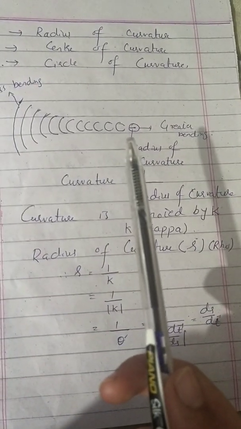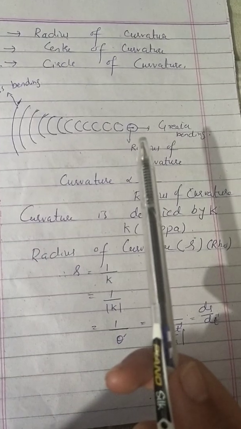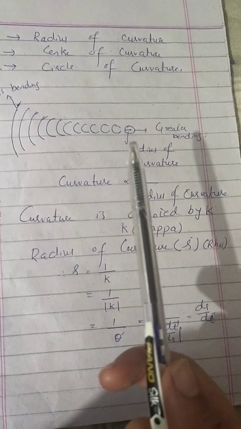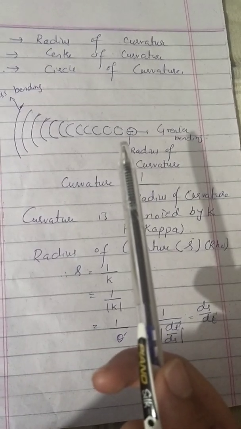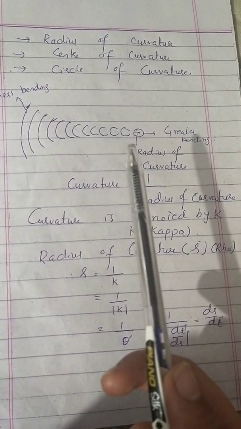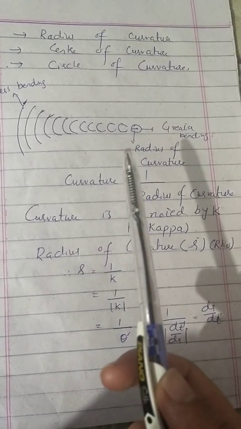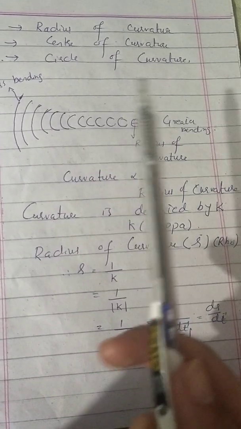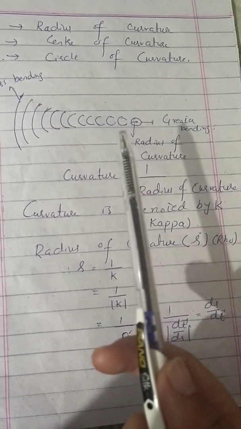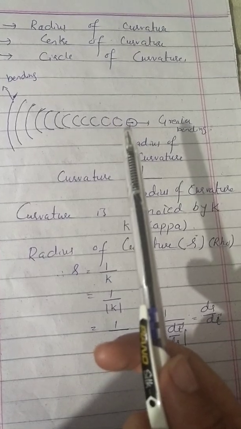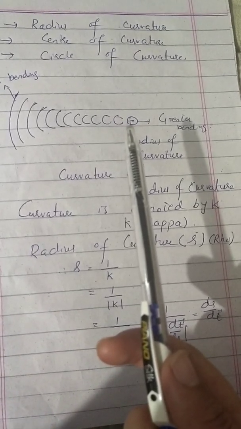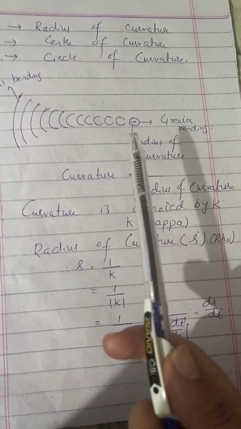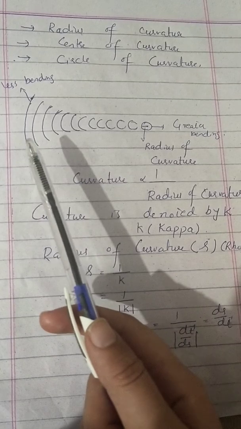So here the radius of curvature is very small, and as the bending of the curve becomes greater, the curvature becomes larger and larger. You can derive a relationship between radius of curvature and curvature. The mathematical relation between radius of curvature and curvature is inverse.